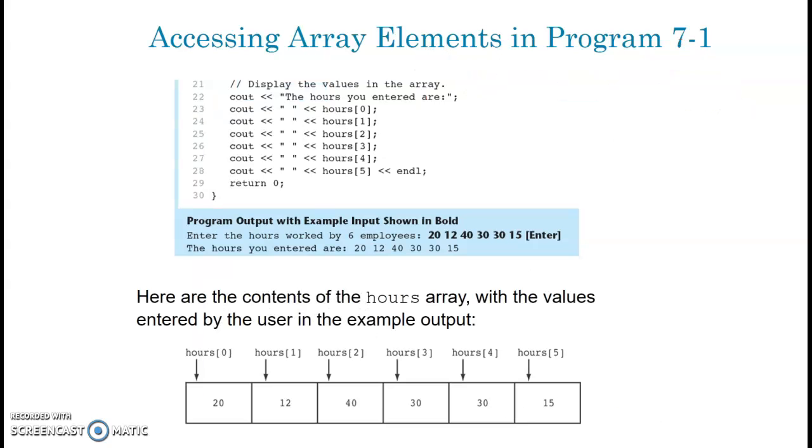Here then they ask to display the array. And so they are referencing each one individually. We'll see in a little bit how we can use a loop to do that same process. But here they're taking a copy out each time. So in this case, they entered 20, 12, 40, 30, 30, and 15, and it will spit that back out, 20, 12, 40, 30, 30, 15, with what was stored in memory. And then we can see an example of what hours looked like in memory with those elements stored inside of the array.